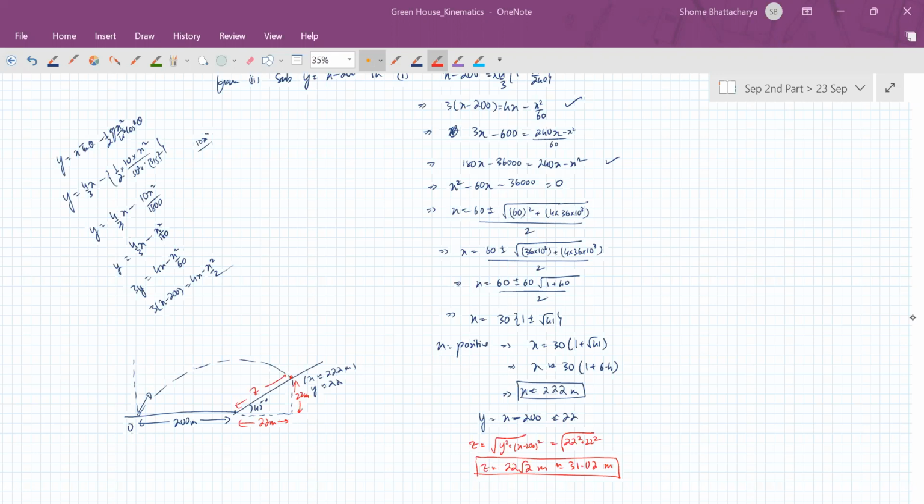Yes, sir. Okay, so this is a more tricky question. It's a JEE Advanced level question. So this is like the more difficult type of application of equation of trajectory. Anyway, so hope this is clear to all of you. Okay, now we'll move on to another example.